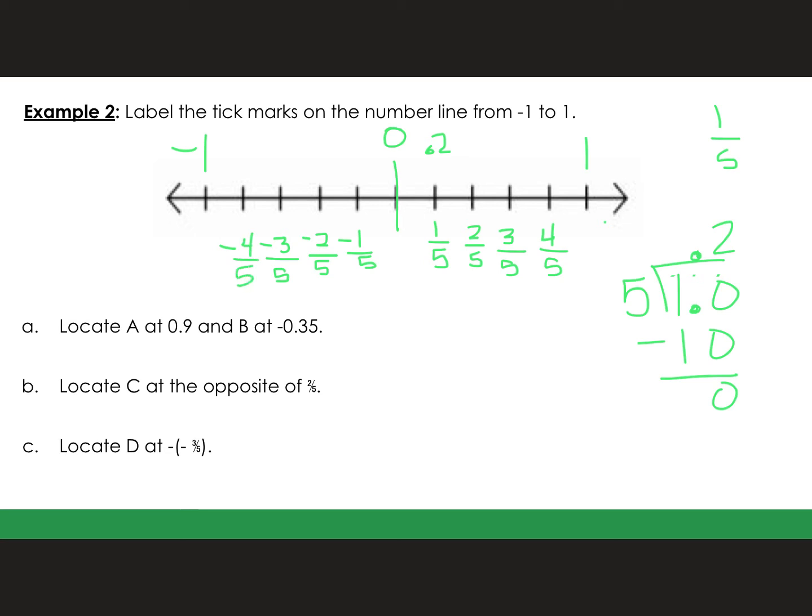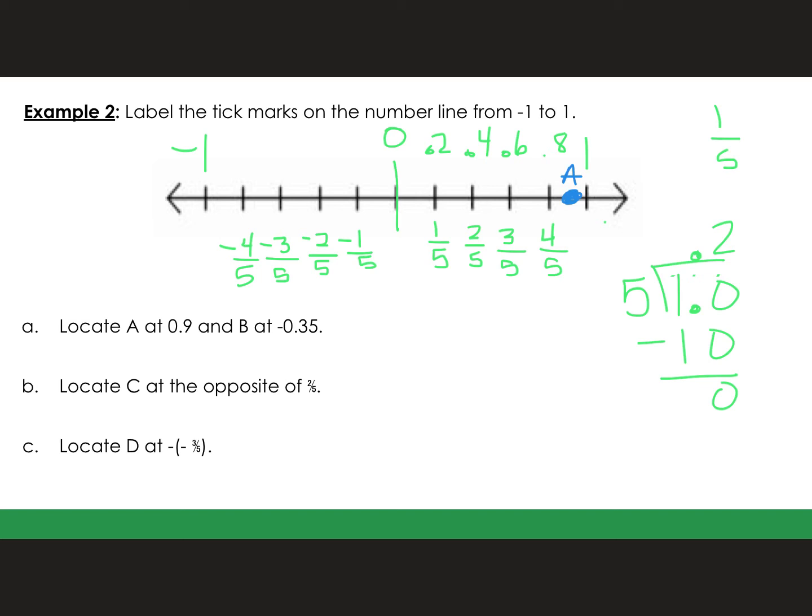So locate A at 0.9. So where would 0.9 be? So I have 0.2, so the next one would be 0.4, 0.6, 0.8. So it's going to be in between 0.8 and 1. Right in between them. So that's going to be A.